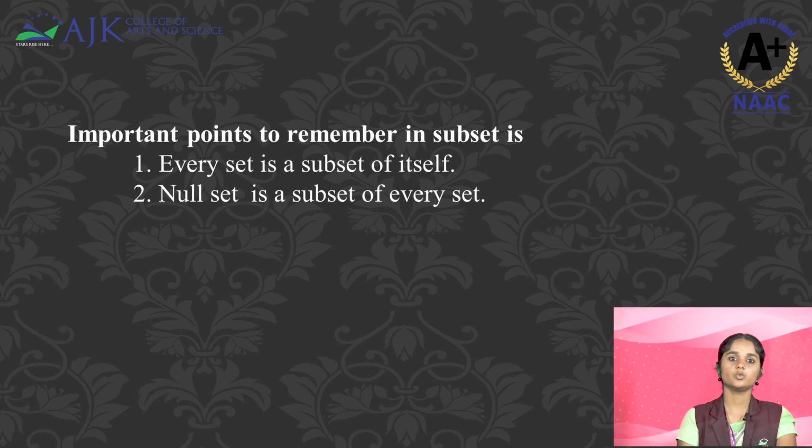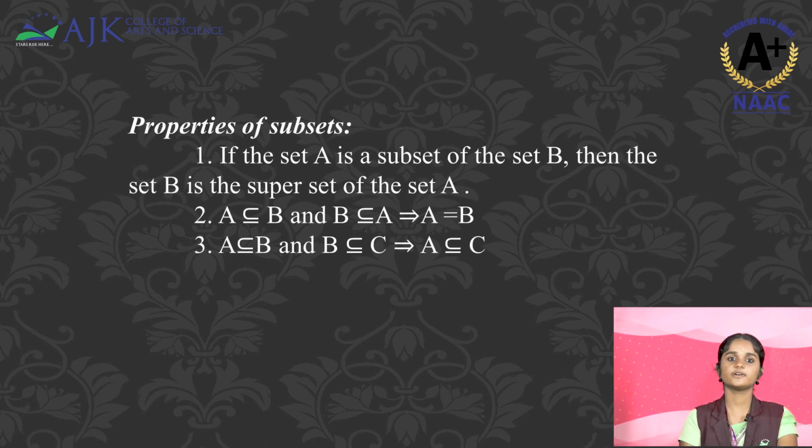These 2 points are very important points in the subset. So next we are going to see the properties of subset. First property is, if set A is a subset of set B, then set B is a superset of set A. And second property is, A subset of B and B subset of A, that implies A is equal to B. And third property is, A subset of B and B subset of C, that implies that A is a subset of C directly.